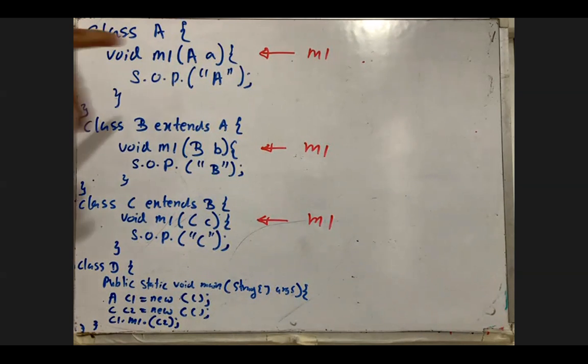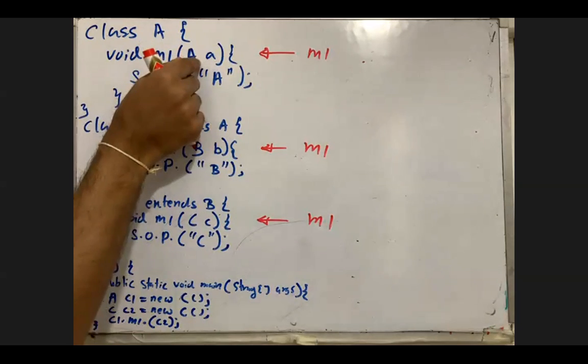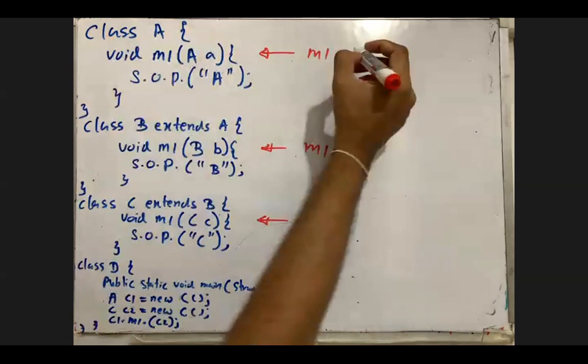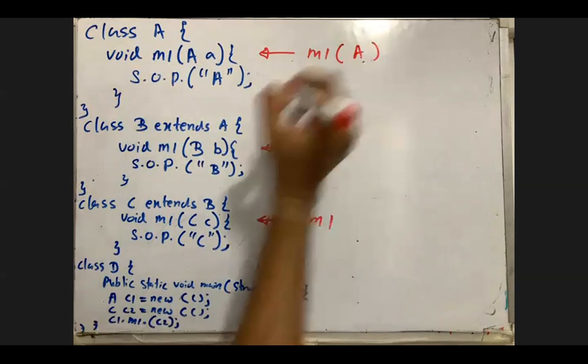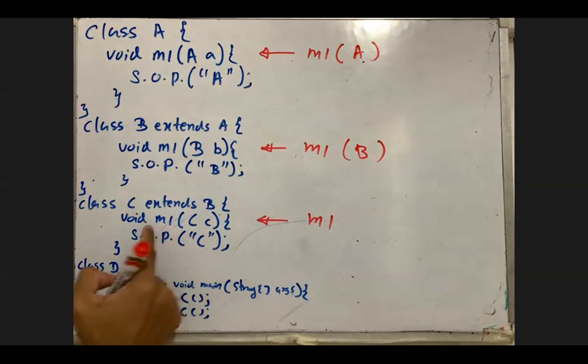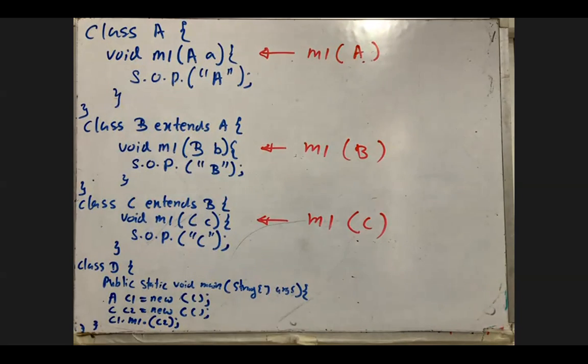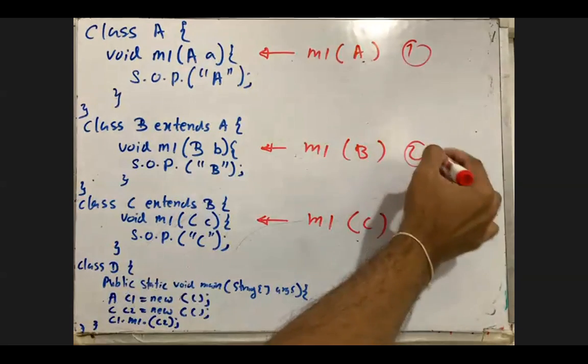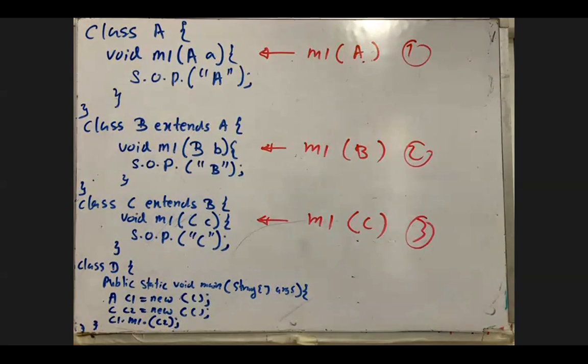First it passes A type. That means it can be integer, double or whatever. However, this is A type. A means class A. So M1, this is A. Here M1 passes B. Here M1 passes C. Now tell me these three methods, 1, 2, 3, are they the same method or different methods? A, B, C. That means 1, 2, 3 are the same method or different methods?